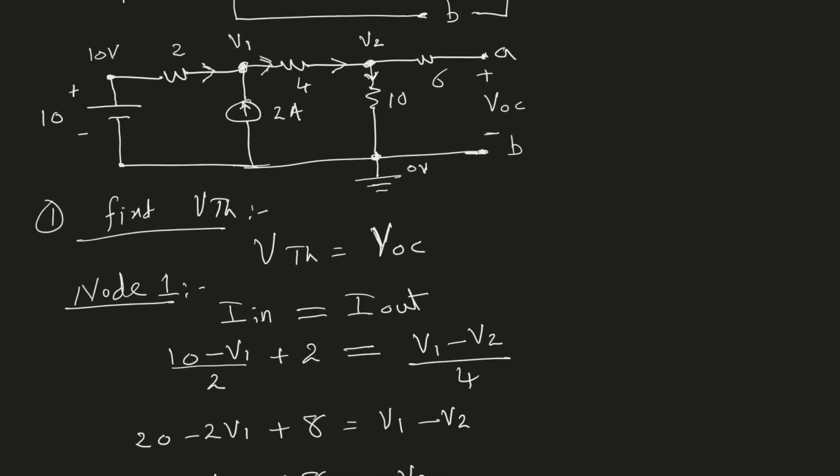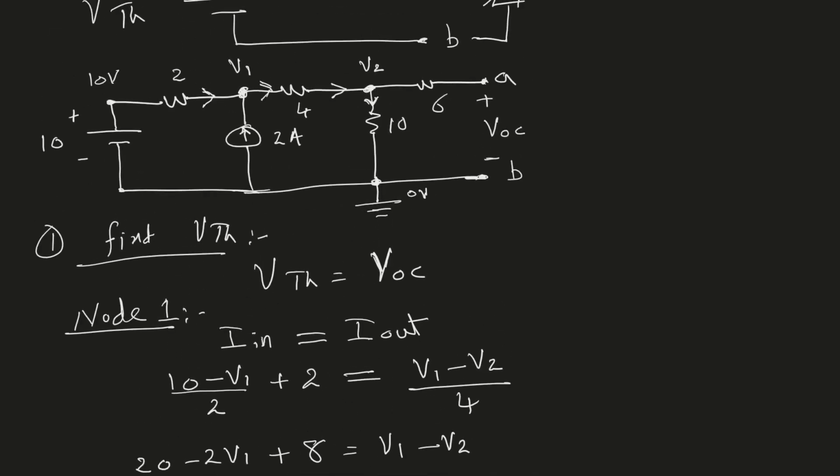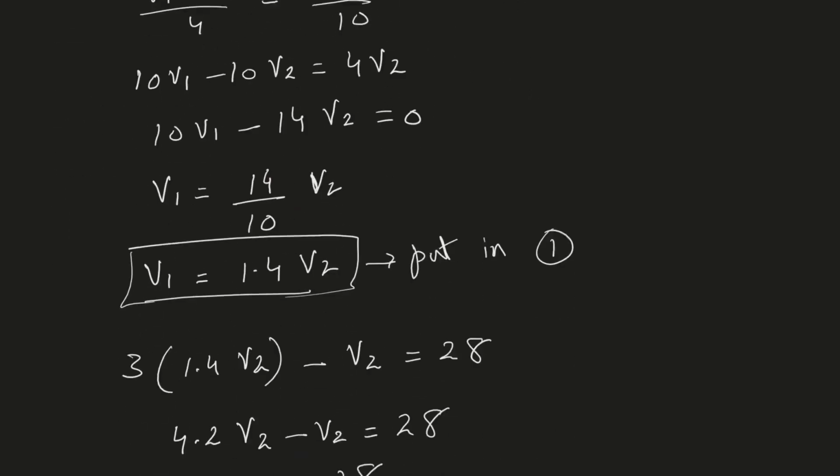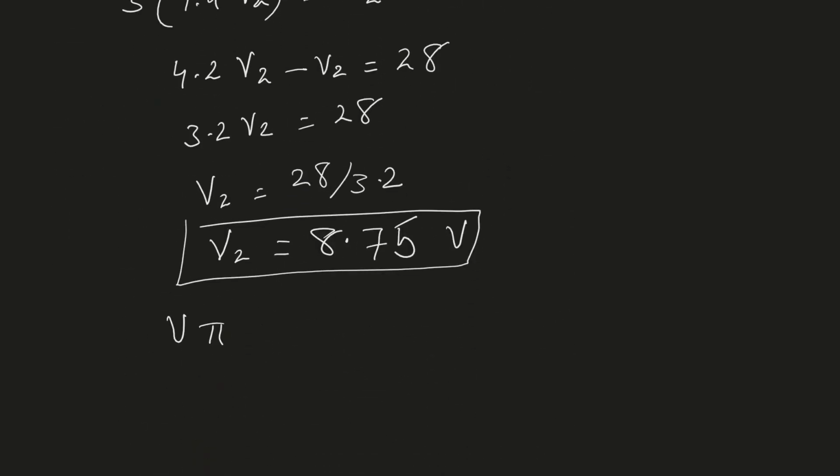Now let's see node 2. The voltage at node 2, we just calculated to be 8.75. Now, if the voltage at V2 is 8.75, and if the current in the resistor R6 is 0 ampere, the voltage drop across this resistor will be 0 volt according to Ohm's law. So therefore, the voltage at V2 will be the same as the voltage at this point. So our open circuit voltage is the same as V2. So we can say that VTH, which is the open circuit voltage, is equal to V2, which is 8.75 volts. So we got the first step, that we have calculated the Thevenin's voltage.